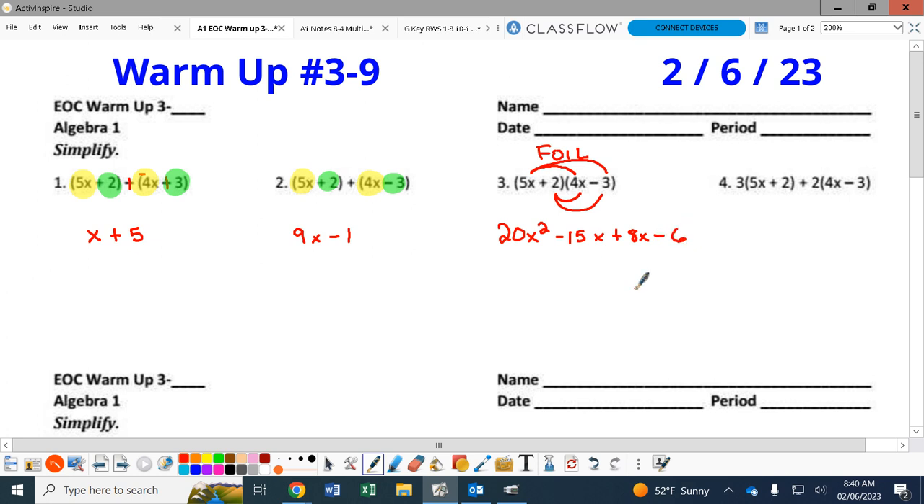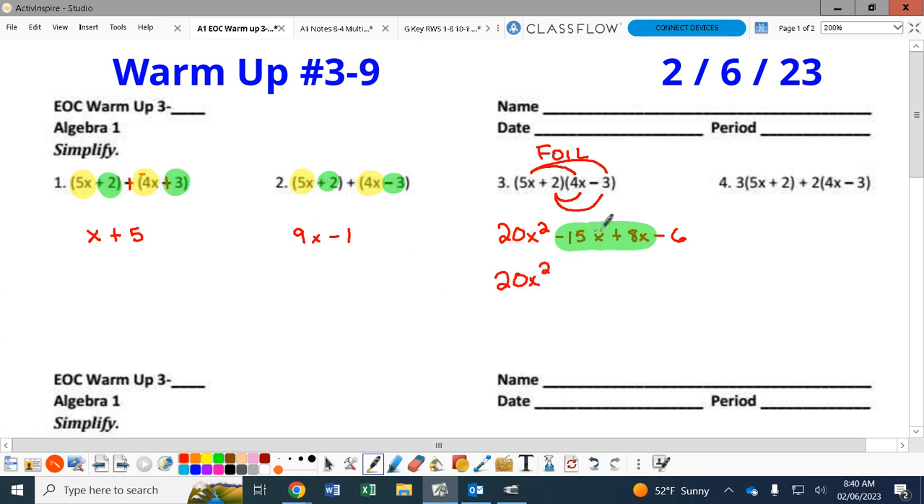Now, unlike the other two problems, we are not done at this point. What do we still need to do? Combine like terms. So these two in the middle need to go together. They are both x's. We need to combine those. It's going to make it 20x squared.